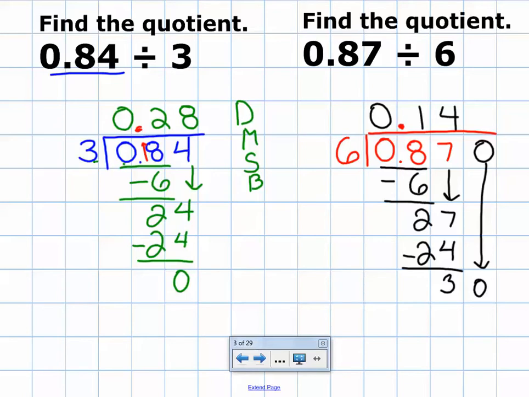From here, now I can finish my problem. 6 can go into 30 5 times. 6 times 5 is 30. Doing my subtraction, now I end up getting no remainder, so I don't have to add any more zeros on. So if you end up with a remainder, you add zeros to the end of it in order to make the problem keep going. So I got an answer of 145 thousandths for my second one when I kept the problem going. We'll practice this a lot in class on Monday.